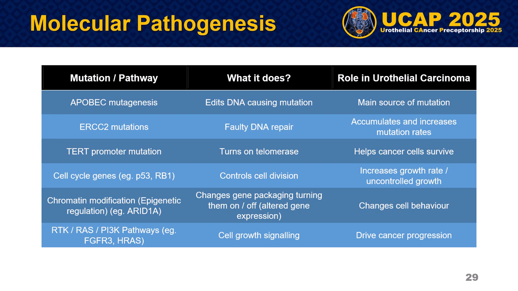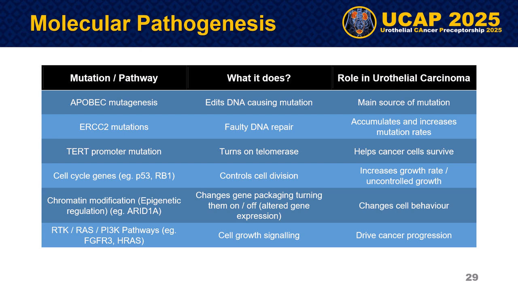Another important mutation pattern involves the ERCC2 gene, which encodes a protein that helps repair damaged DNA through a process called nucleotide excision repair. When ERCC2 is mutated, the cell's ability to fix DNA damage is impaired, allowing mutations to accumulate and cancer to grow. Another frequent mutation in bladder cancer in all stages is the TERT gene, which controls the enzyme telomerase. When the TERT promoter gene is mutated, telomerase is turned on, allowing cancer cells to keep dividing without dying.